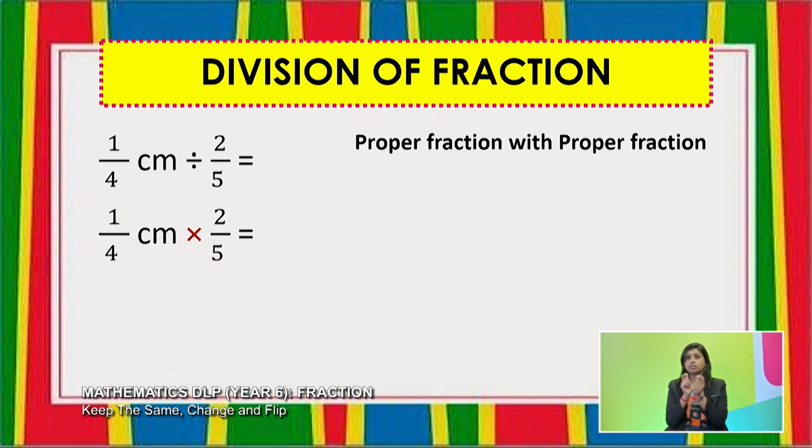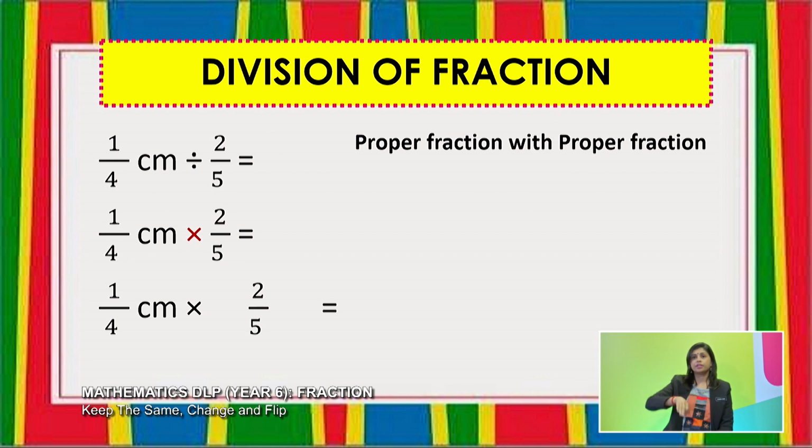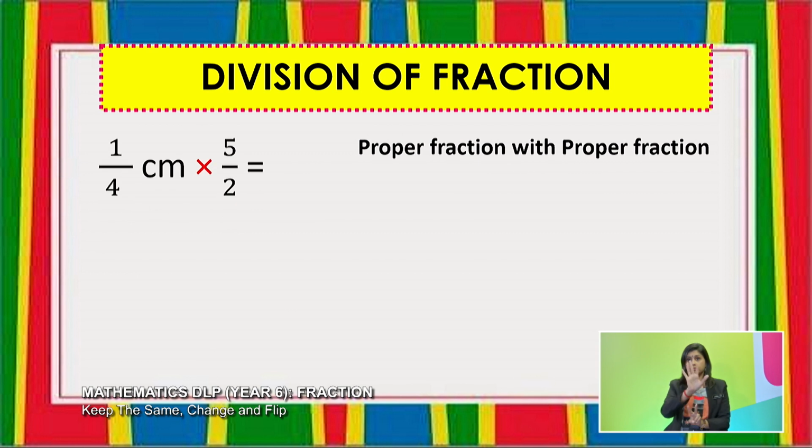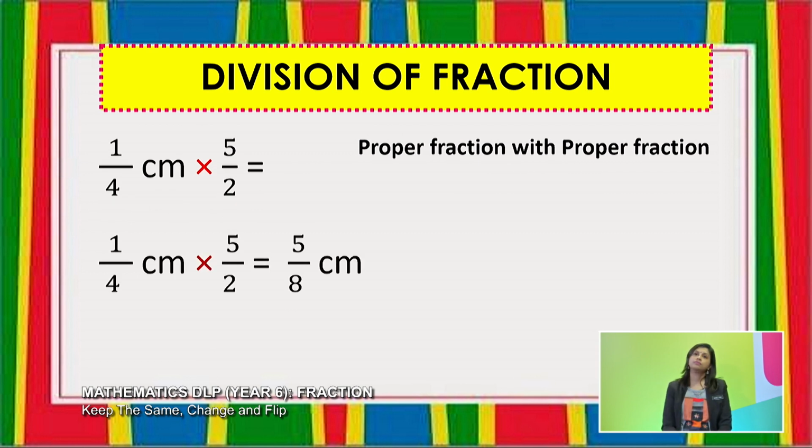Remember, you must change it to multiplication only, not subtraction, not addition. And then, the second fraction, we have to flip. What's the meaning of flip? We inverse the divisor. Here the divisor is 2 over 5. So we have to inverse the divisor. Can you see that? We flip it. So what does it become? 1 over 4 cm, or quarter cm, times 5 over 2.